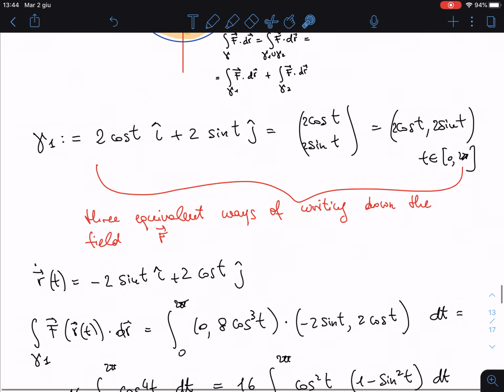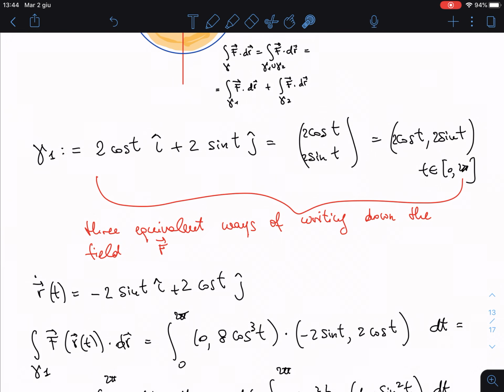Okay. So then let us go to the velocity r dot of the point realizing the parametrization we chose, which means just differentiate component by component. So 2 cos t, once differentiated, gives minus 2 sine of t. 2 sine t gives 2 cos t. So this is the velocity.